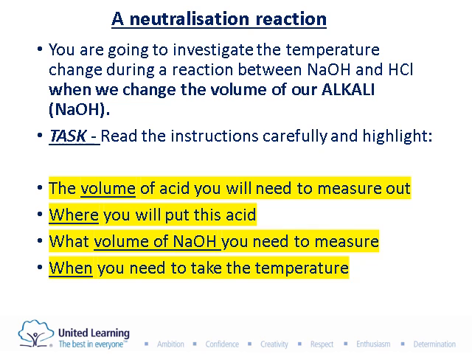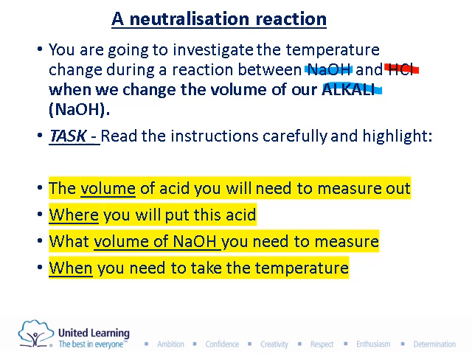So the practical that we're going to be looking at today is you're going to be investigating the temperature change during a reaction between sodium hydroxide, which is NaOH. You should know that that is an alkali. And we're going to be reacting it with hydrochloric acid, which obviously is an acid, okay?